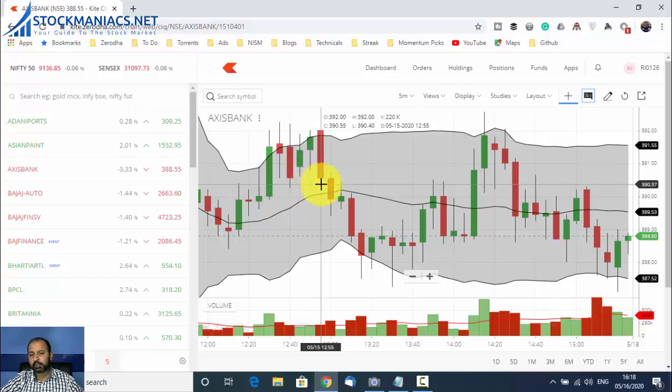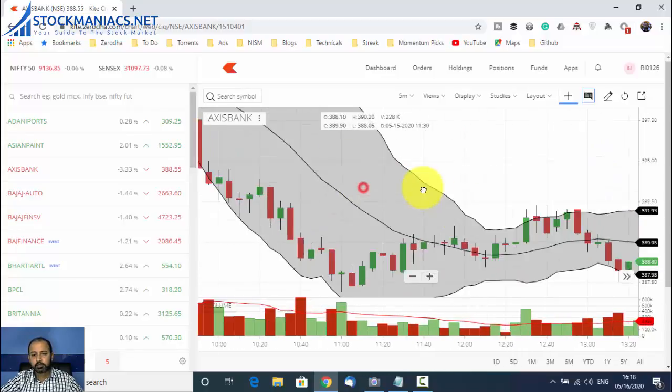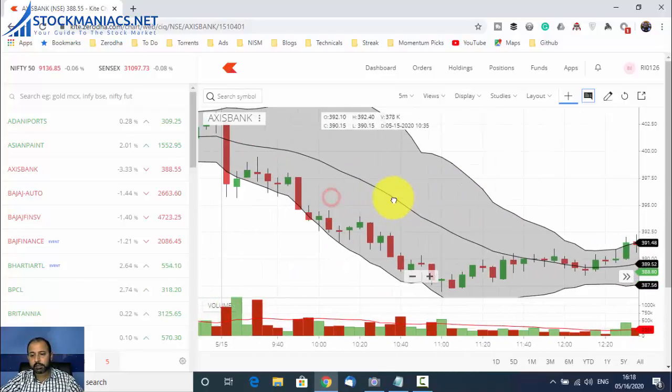So if you have a 1 rupee stop loss, at least take a 1 rupee target, or a 1.5 to 2 rupees target. So this is how you can trade the bearish engulfing candle. Now let me show you a bullish engulfing pattern. Let me find a bullish engulfing pattern.